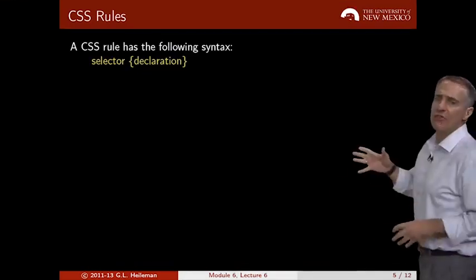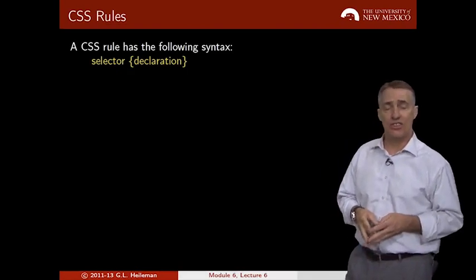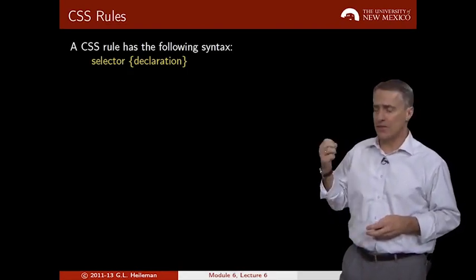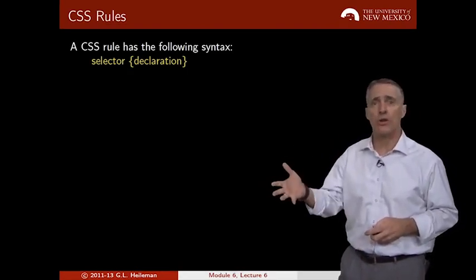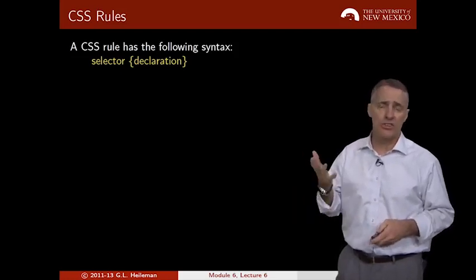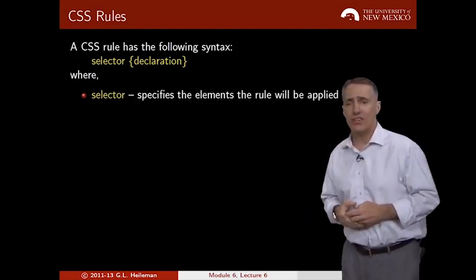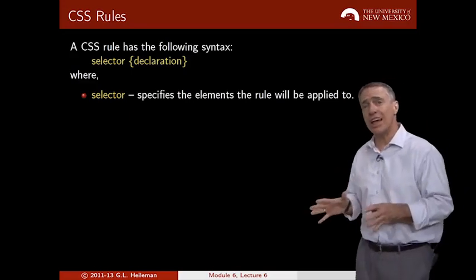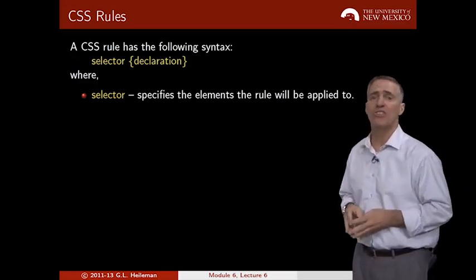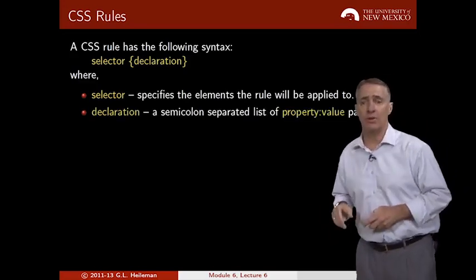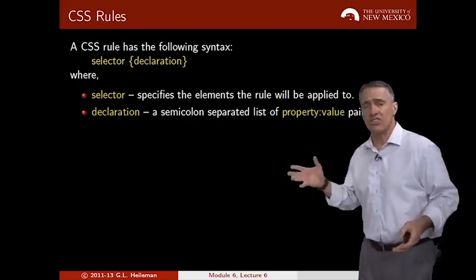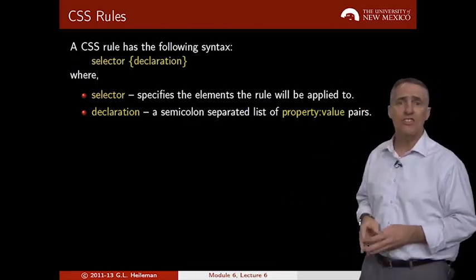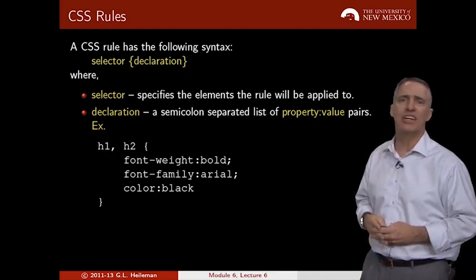Now here's how you specify a CSS rule in a CSS file. It's very simple, just a selector, open curly brace, a list of declarations, and close curly brace. The selector itself specifies which HTML elements this rule will be applied to. And then the declaration is a semicolon separated list of property value pairs. Let's take a look at an example.